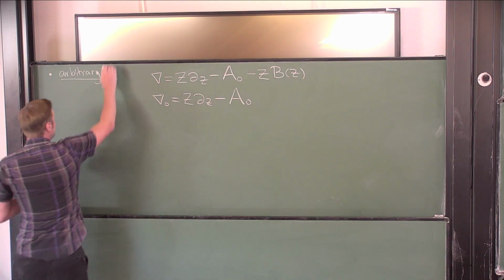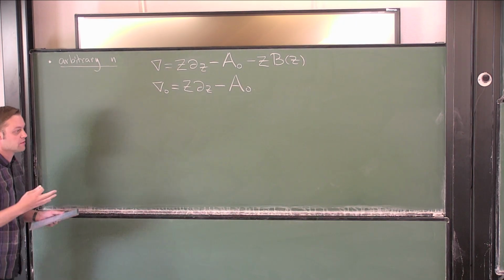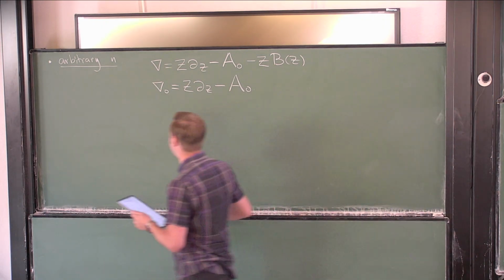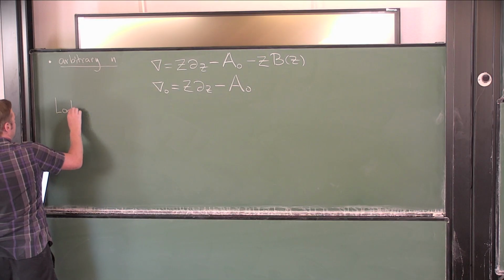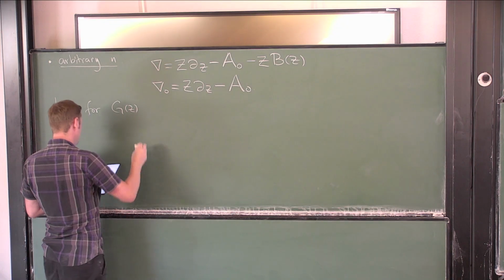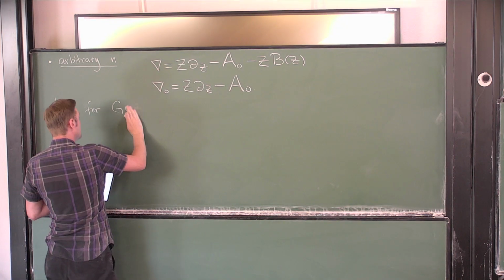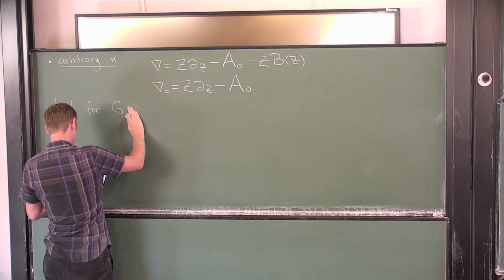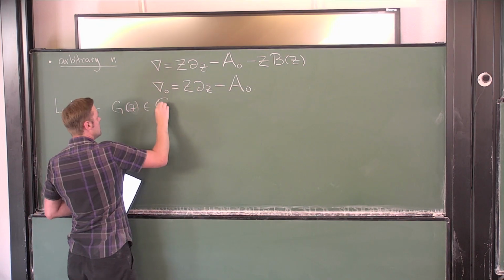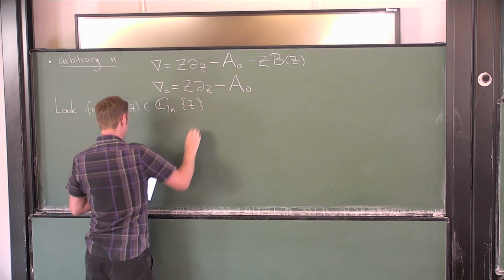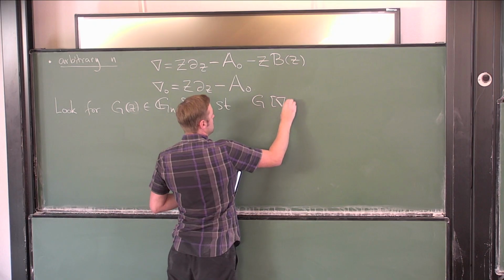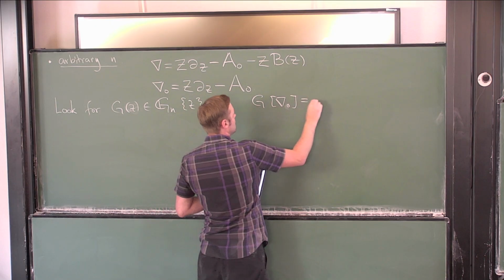So let's try and retrace our steps in a similar way. Let's look for a gauge transformation G, which again I will write later. Let's just say G is a gauge transformation such that G sends this normal form to Nabla.